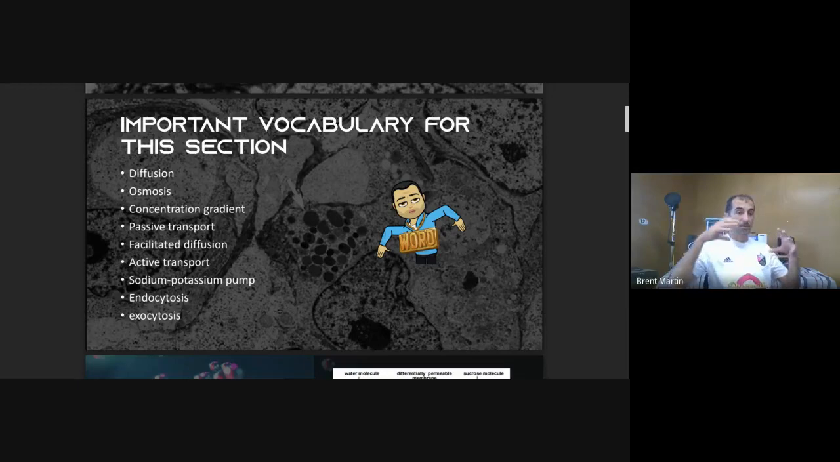And then finally, the super large particles that either have to be eaten by a cell or egested, that is endocytosis and exocytosis. Now, again, this material from today will not be on your test tomorrow, but pretty much everything else before it will be.